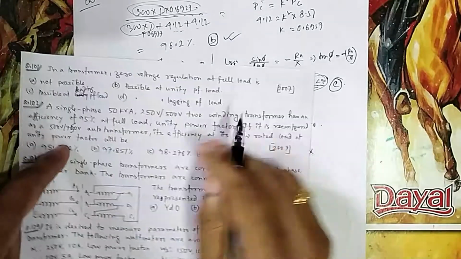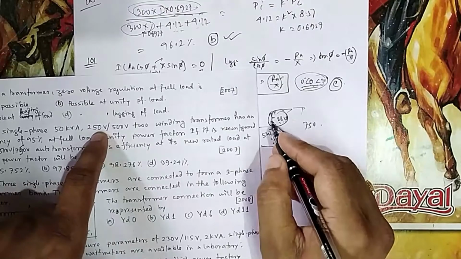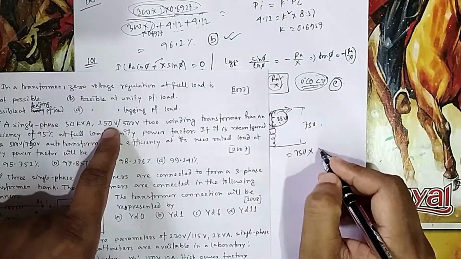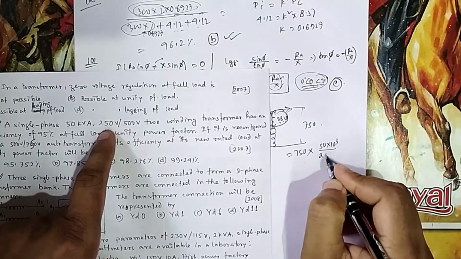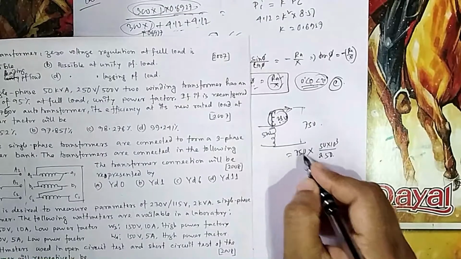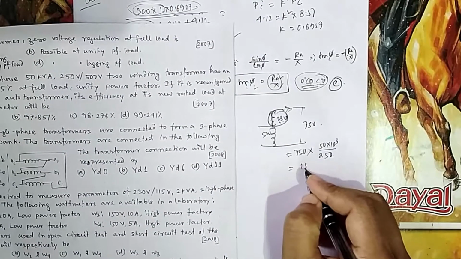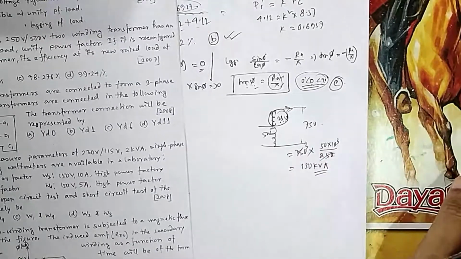This winding is coming from this transformer, so what is the maximum current they have set for this winding? That much current only you can take out from it. So it will be 50 into 10 to the power 3 divided by 250. Because it is single phase, no root 3 is coming. So if you do this, it is 150 kVA. This is the maximum power rating.